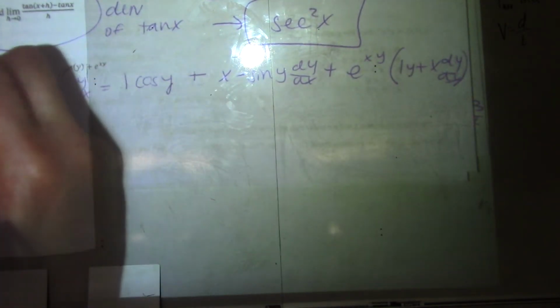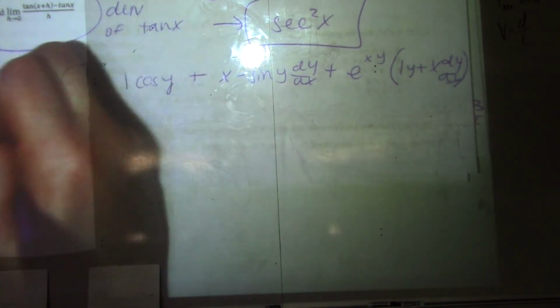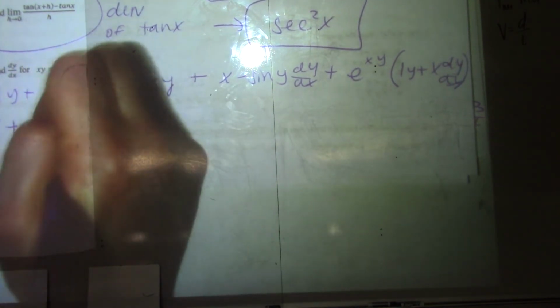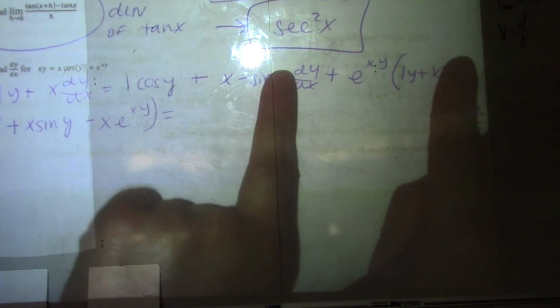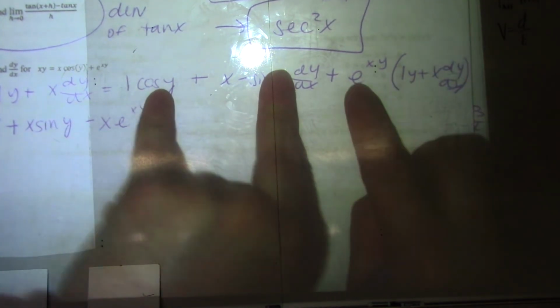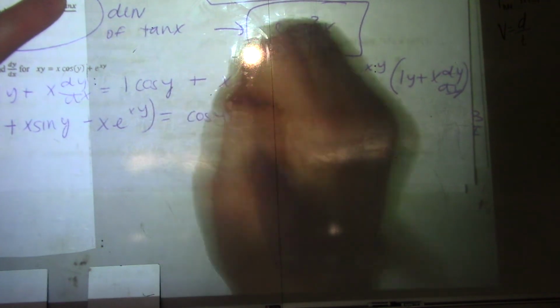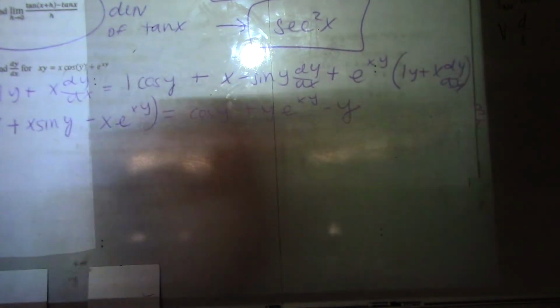So I've got x plus x sine y minus x e to the xy with their dy/dx's. And then on this side, I move these two terms over. I still have cosine y and y e to the xy. Cosine y plus y e to the xy. And then I subtract this y over. So then to get dy/dx, it's just going to be that over this one.